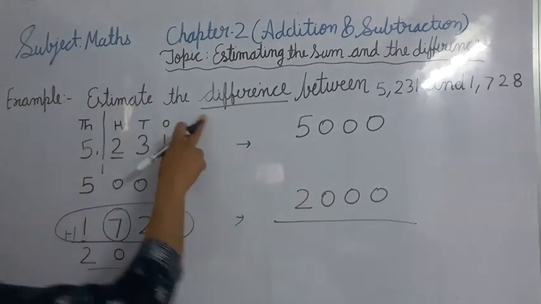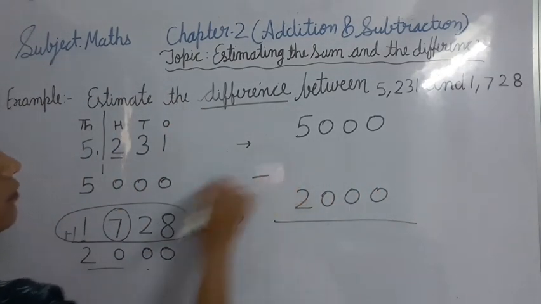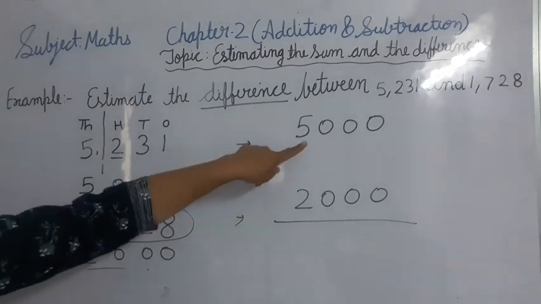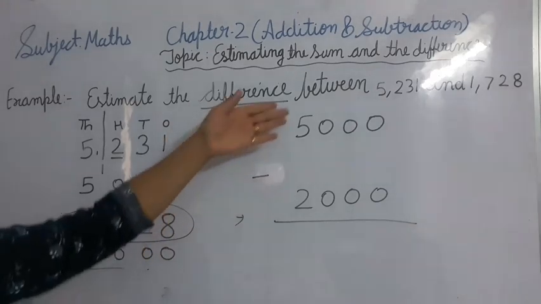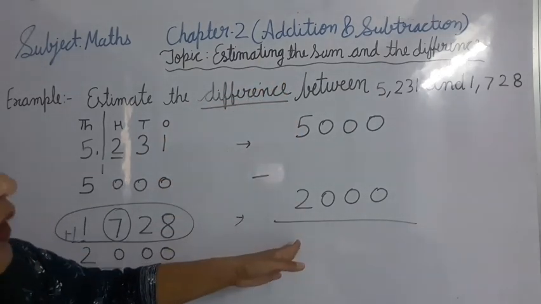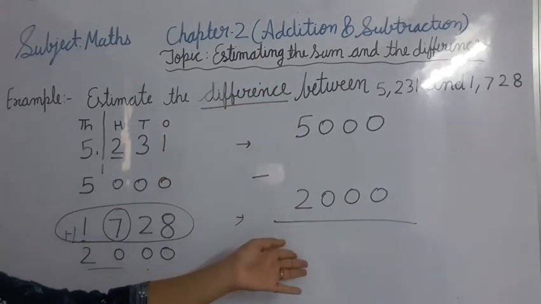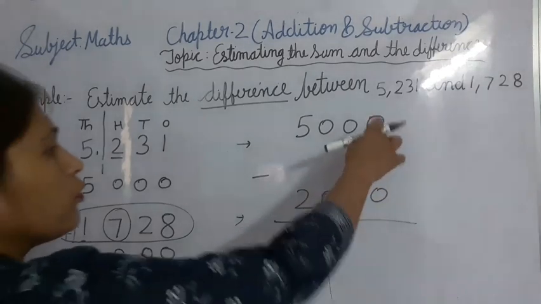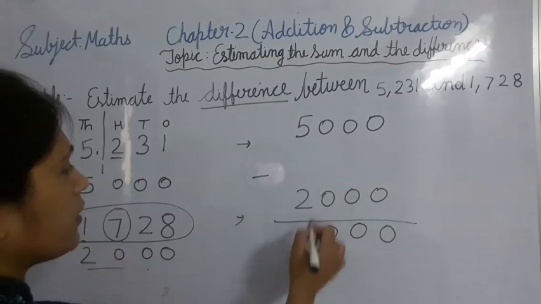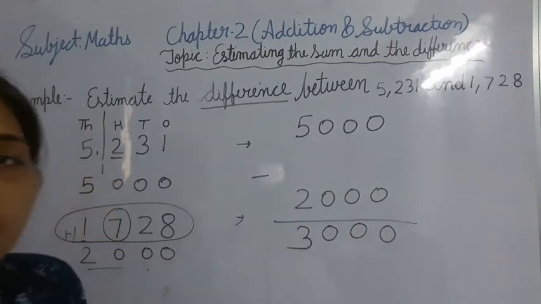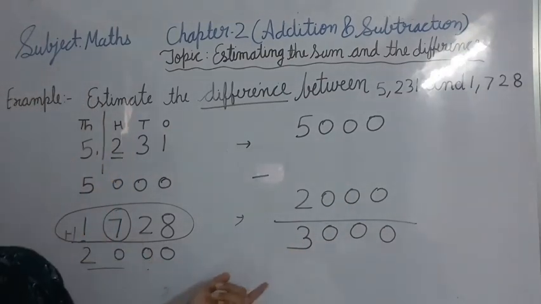And we have to find the difference, meaning subtraction. So now see how simple it is. 5000 minus 2000. Even without writing it vertically, you can tell the answer directly. It is 3000. Yes. If you want to do it like this, 0 minus 0, 0 minus 0, 0 minus 0, 5 minus 2 equals 3. Clear?